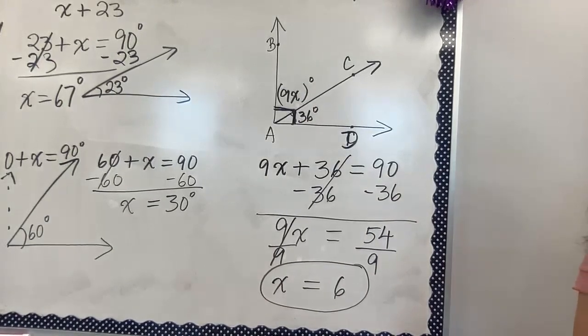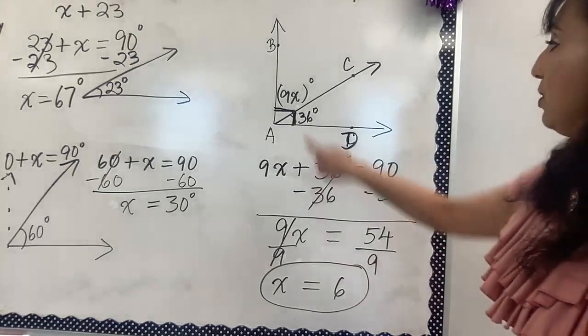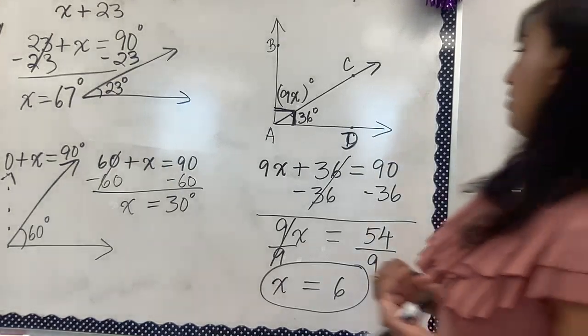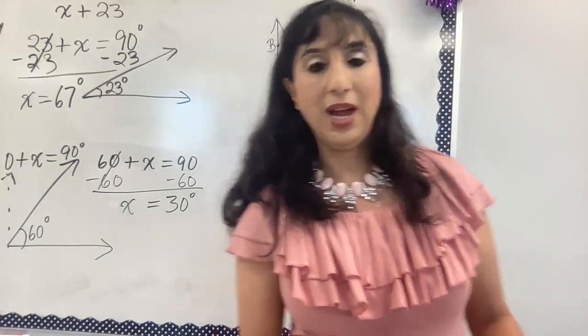All right. And then obviously, I can substitute the value. The value is 6 over here. And so then all I'm doing is 9 times 6 plus 36 should give me 90 degrees. And that is measuring up to the correct amount.